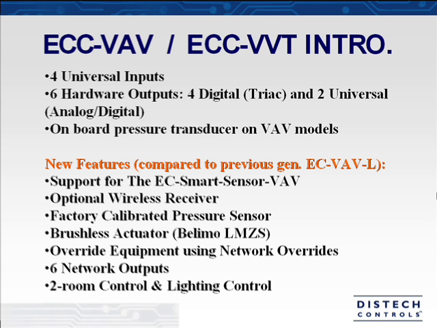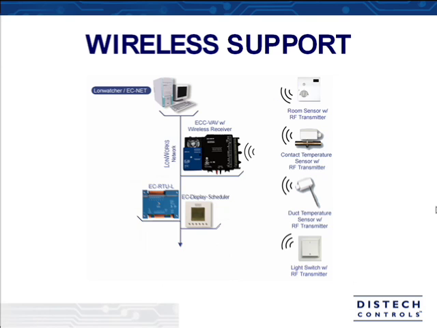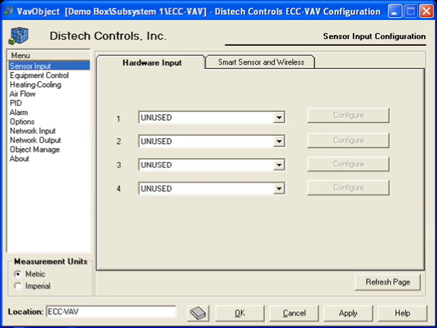The ECC-VAV product line supports the EC Smart Sensor, which is a digital sensor with an LCD display. The Smart Sensor can be used to balance the associated VAV by accessing a password-protected administrator mode. Distech Controls offers VAV and VVT controllers with integrated wireless receivers that support a full suite of wireless sensors and wireless light switches. Now let's take a look at the VAV configuration plugin.